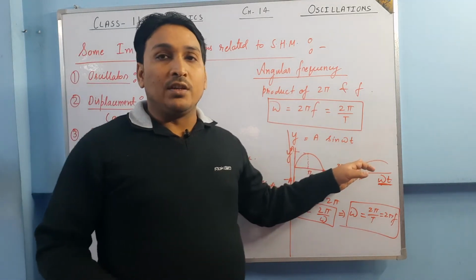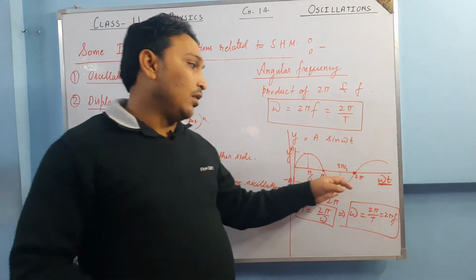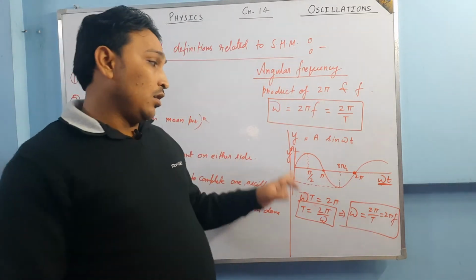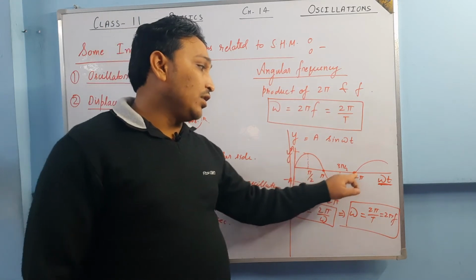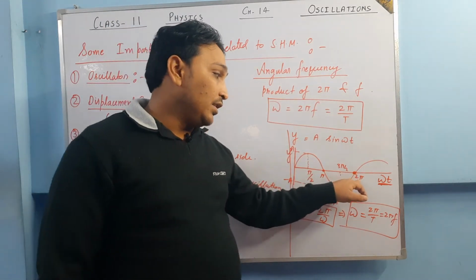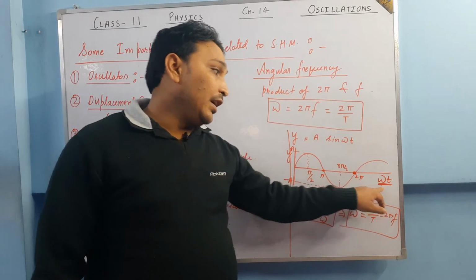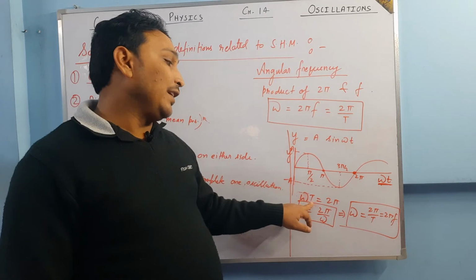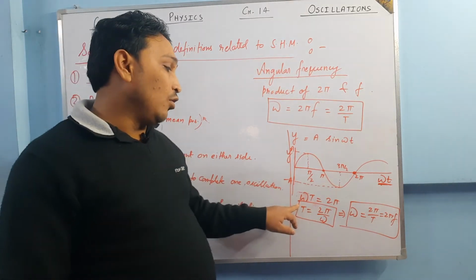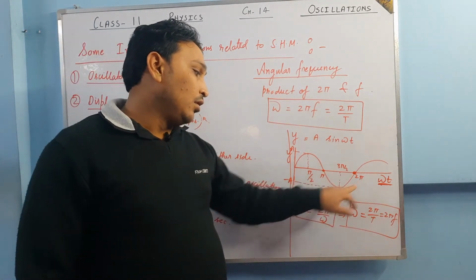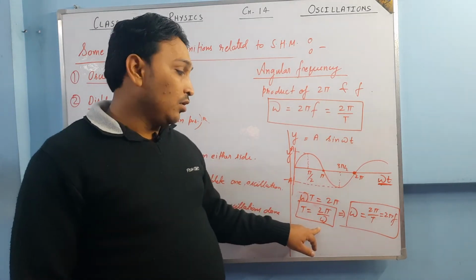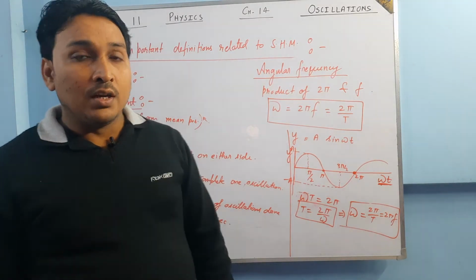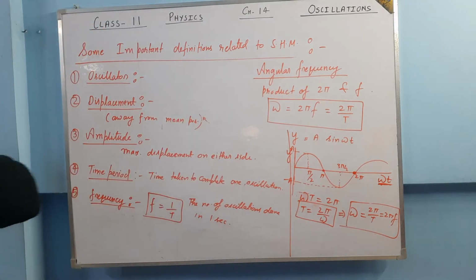I have represented a SHM. On this axis I have taken omega t, on this axis I have taken y. From here, one oscillation has completed over here. Since this is the value of omega t where one oscillation has been completed, I have written capital T to represent time period. Omega capital T is equal to 2 pi. So T is equal to what? 2 pi by omega. Or omega is equal to what? 2 pi by capital T, which I have written earlier also. Okay, so this is how the angular frequency has been defined.